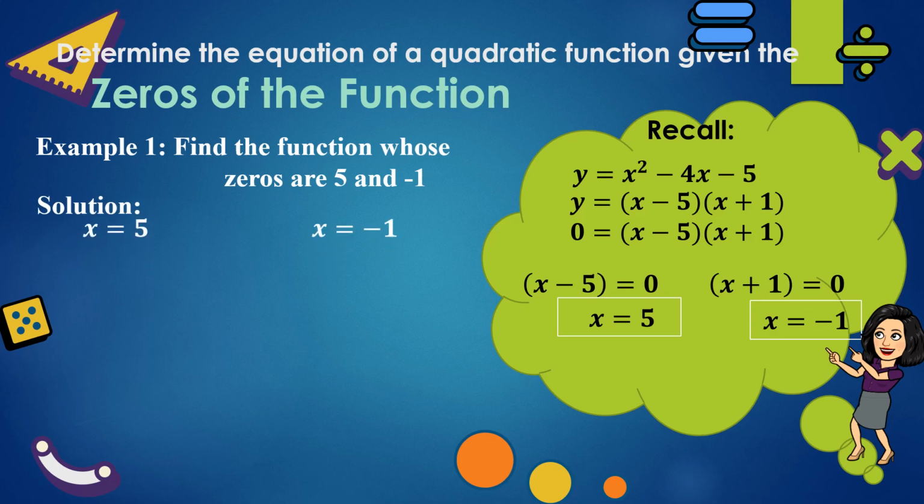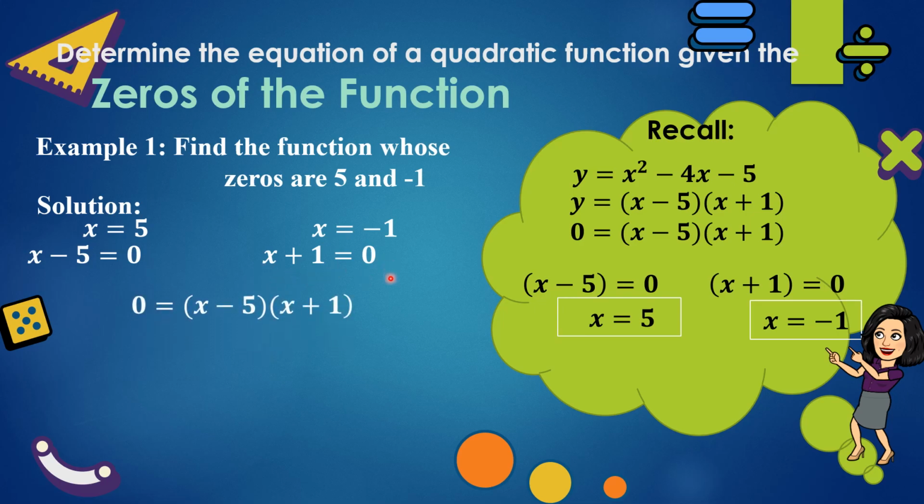Solution: x is equal to 5. To find the factor, subtract 5 from both sides. And you will get x minus 5 is equal to 0. On the other hand, x is equal to -1. Add 1 to both sides to make the right side equal to 0. So we will have x plus 1 is equal to 0.